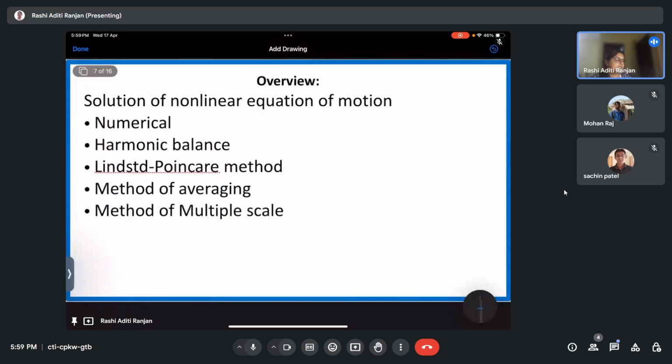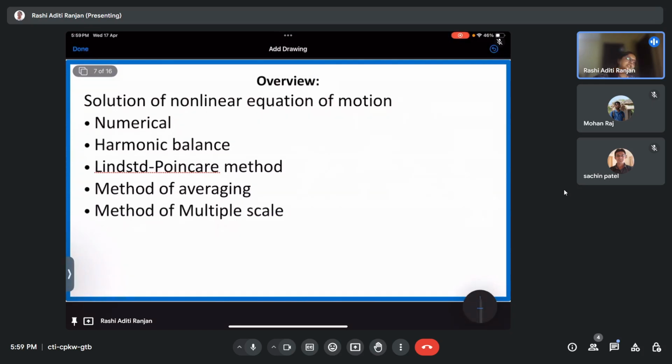Solution of the nonlinear equation of motion. Now we know how we find the equation of motion, and how we know what the system is going to do. Everything now we have realized. But if I want to know the solution, which is essential also, because if I don't know the solution, how would I know how my system is going to behave, right? So now, how is it going to happen?